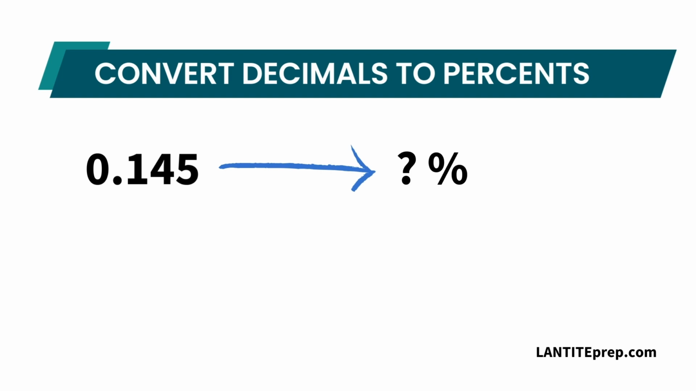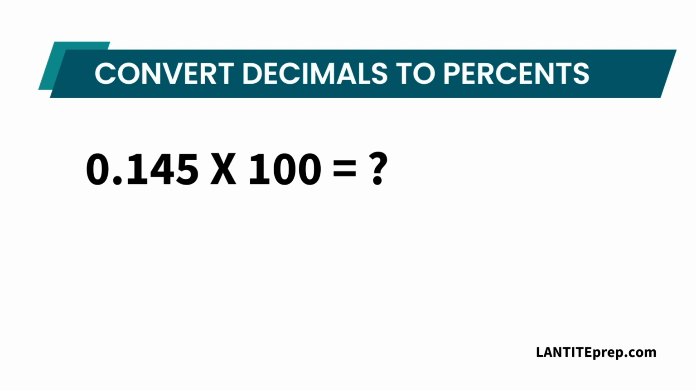Great. What we'll want to do is multiply 0.145 by 100, which gives us 14.5. And remember to add the percent sign. And there you have it. That's converting a decimal into a percent.